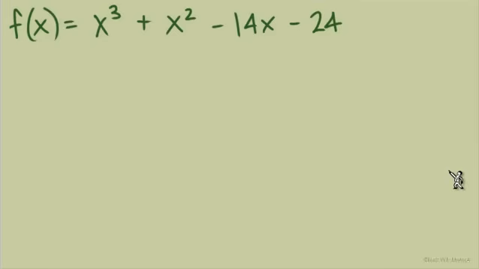Here's the next example. F of x equals x cubed plus x squared minus 14x minus 24. Now this one cannot be factored with factor by grouping. If we do try to pair them up and look for a GCF, we will find that our quantities in parentheses don't match, and we will not be able to do factor by grouping on this one.